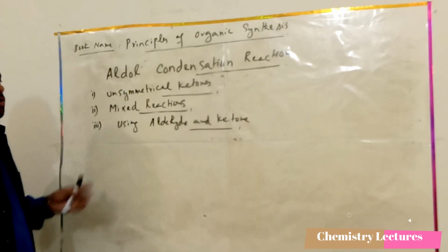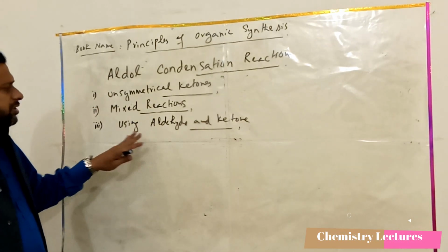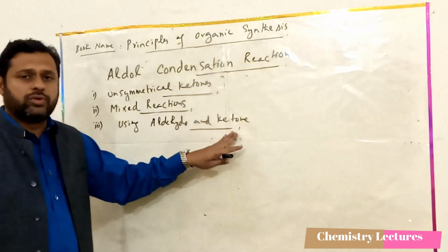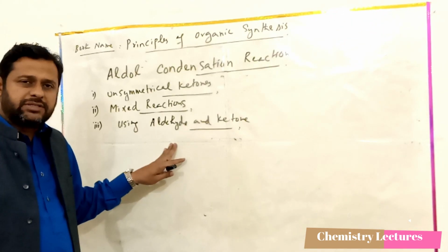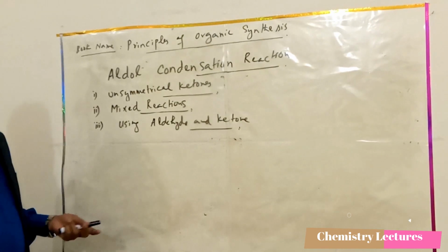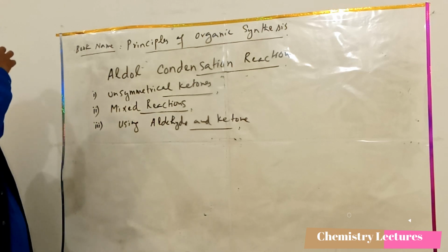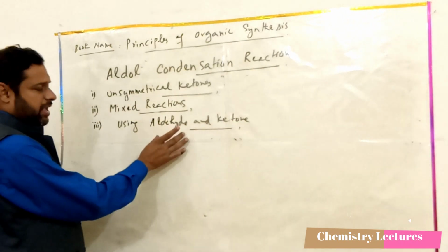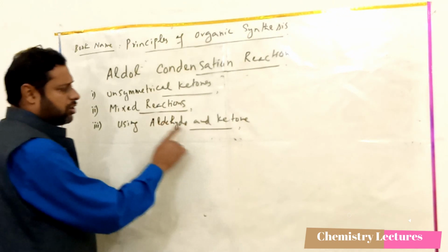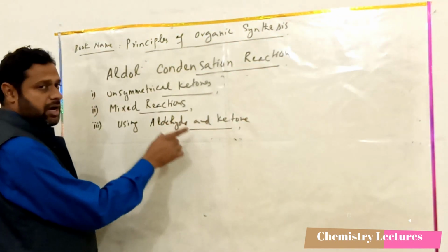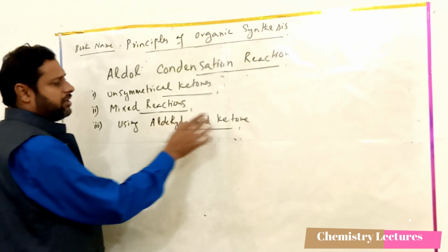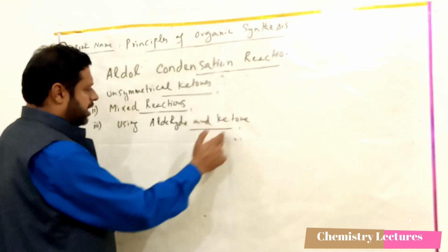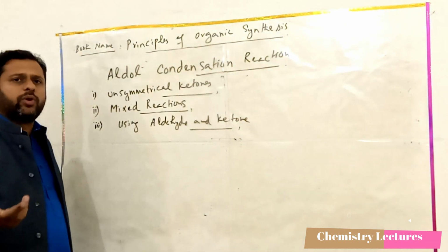Now the third case of aldol condensation reaction: if we use a different aldehyde and ketone to carry out a reaction under the basic conditions, this reaction is also not useful because different types of products are formed. For example, this aldehyde will make a carbanion and attack on ketone. This aldehyde will make a carbanion and attack on itself. The ketone will make a carbanion and attack on aldehyde. So two different products are formed.